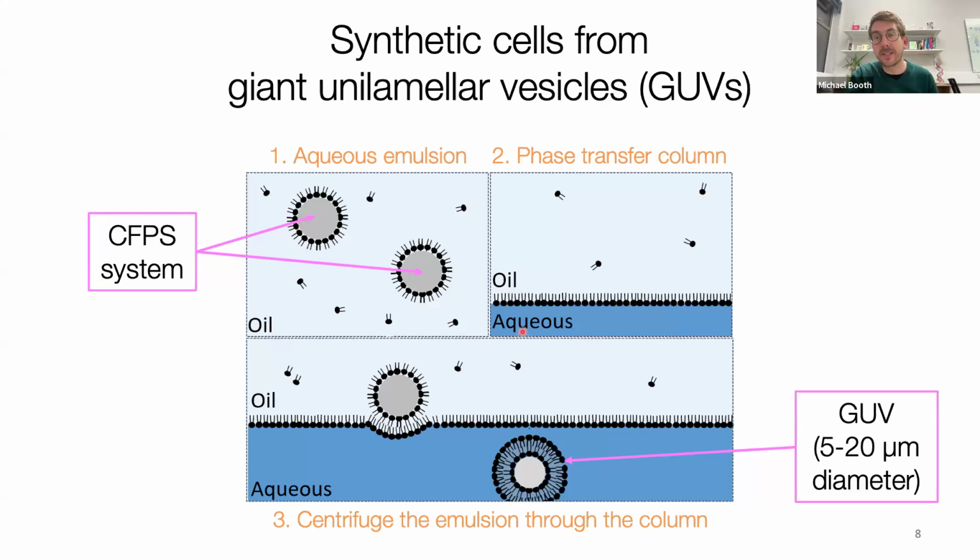So this is how we make SNAK cells. Lots of people do it differently. So we use phase transfer emulsion. So we make an emulsion of the cell-free protein synthesis system in lipid-containing oil. We then make a phase transfer column with lipid oil and an aqueous outer solution. And then we just centrifuge through, right? And we get diameters of roughly cell size.